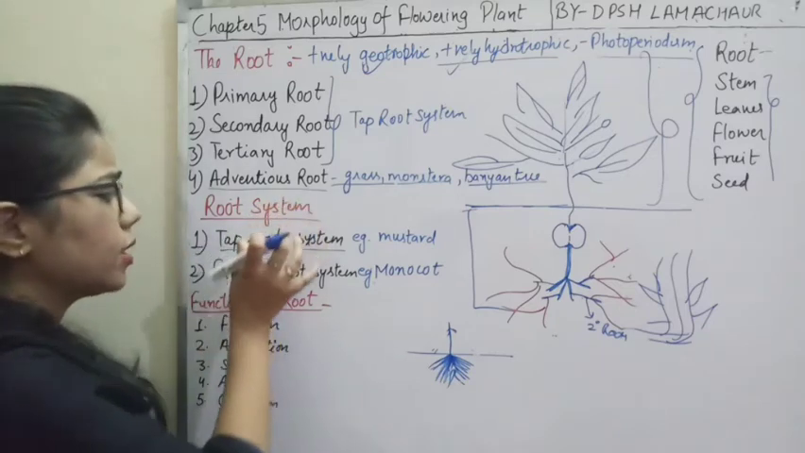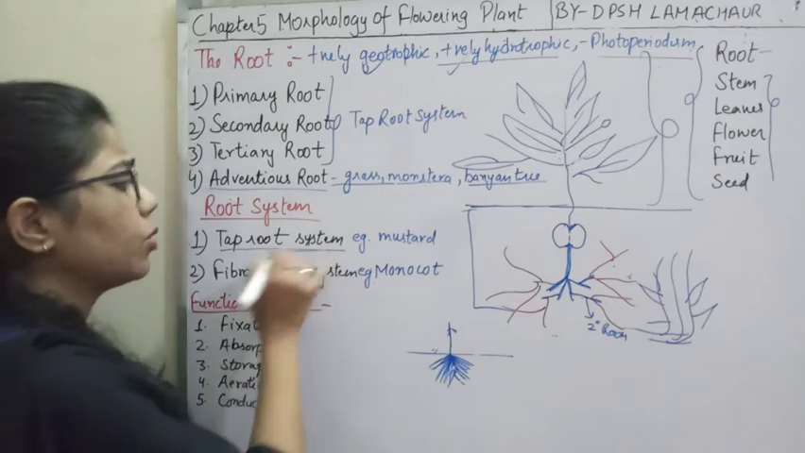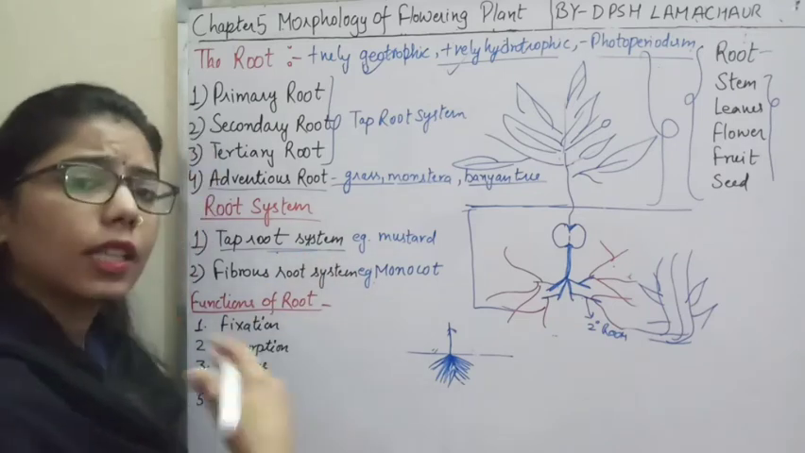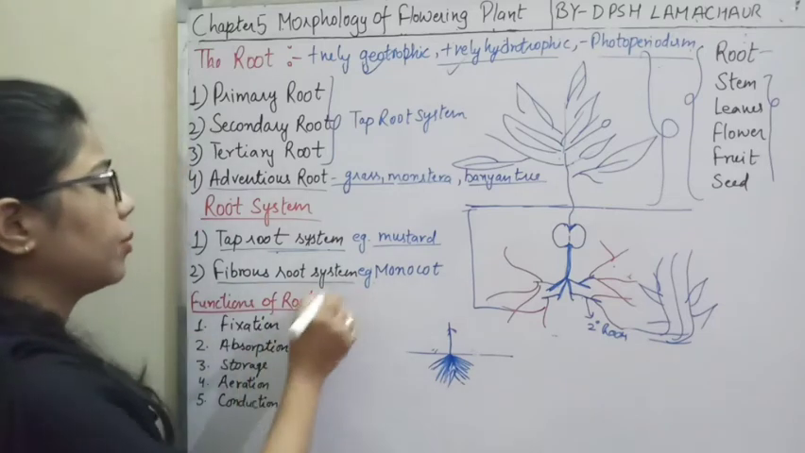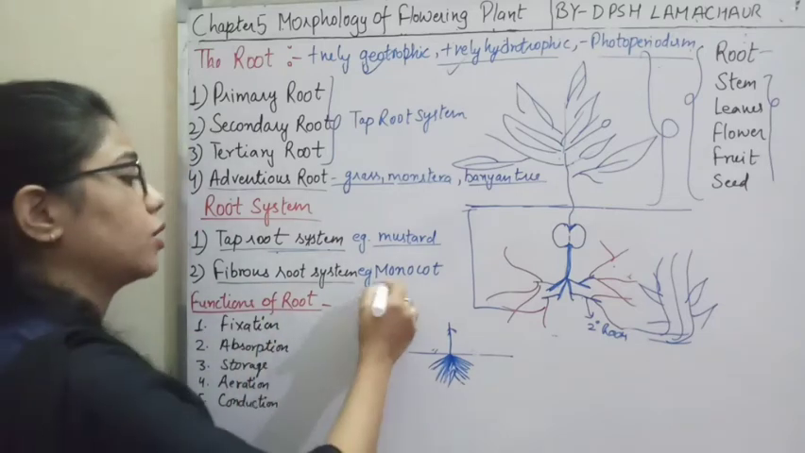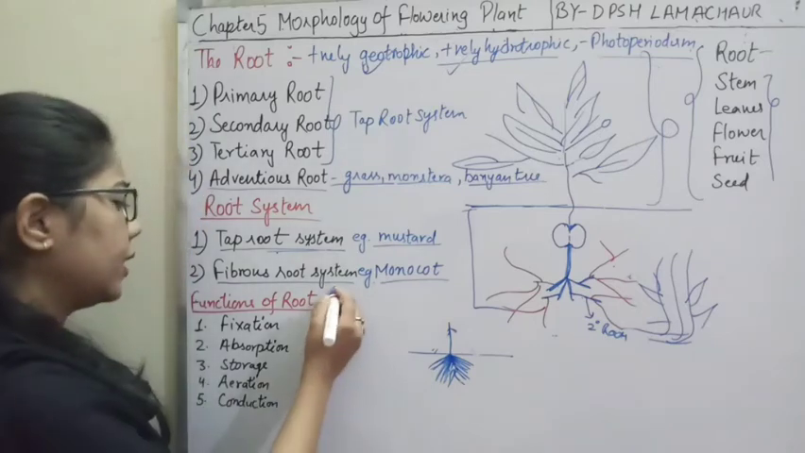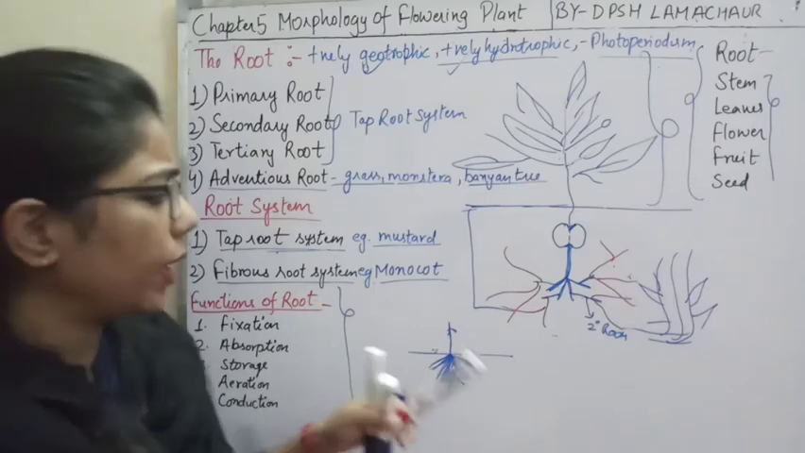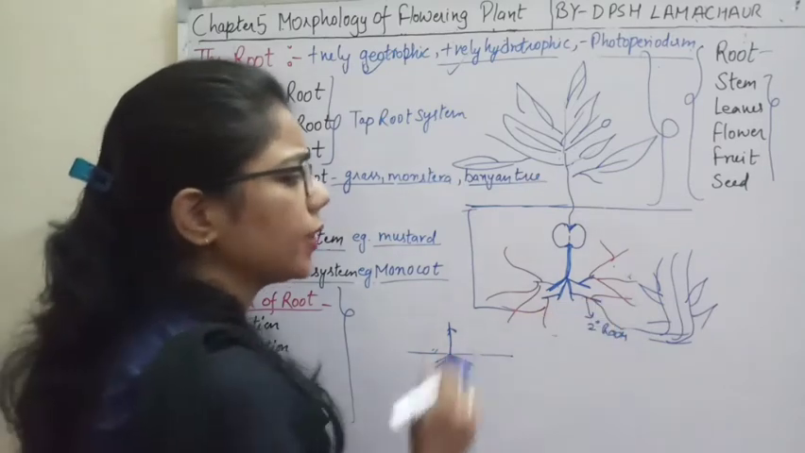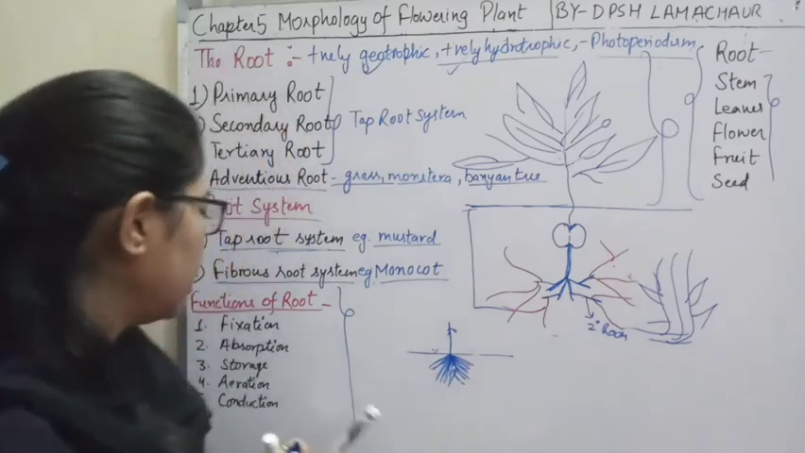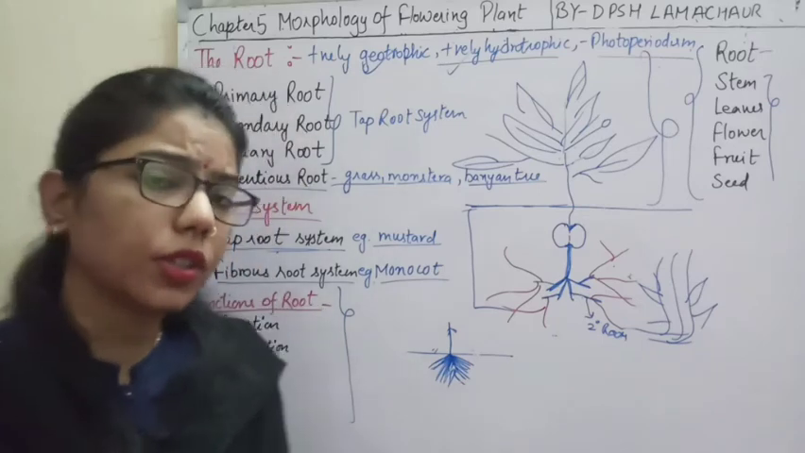Now, the root systems we have done, the taproot system and the fibrous root system. The taproot system is mostly, or we can say always, present in dicots, and the fibrous root system is mostly present in the monocot family. Now there are some functions of root. Whenever we talk about roots, whether fibrous root or taproot, you observe that they are doing some function. What are the different functions here?